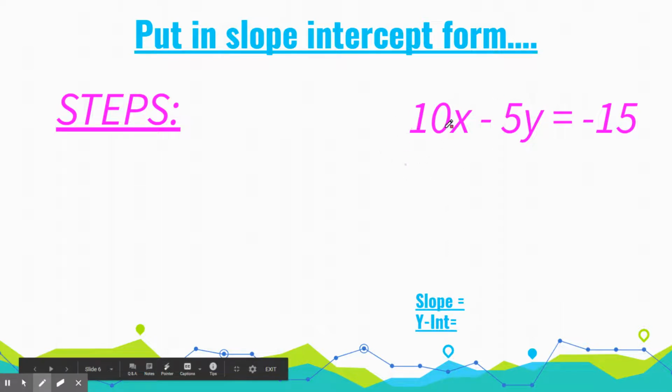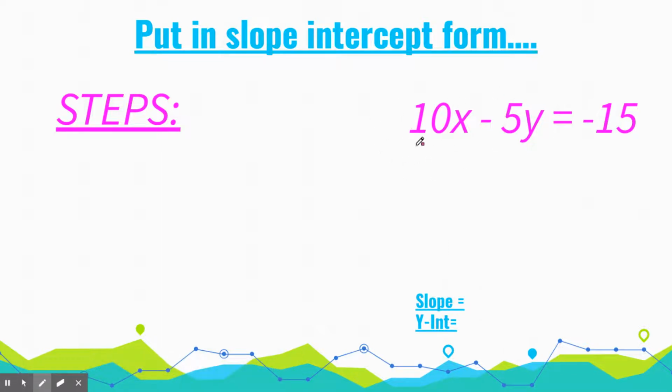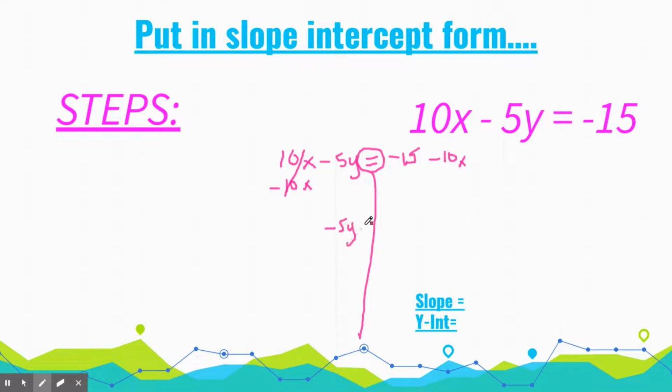Again, our very first step is to move the x over. I'm going to rewrite this so I have room to move the x over. So it's 10x minus 5y equals -15. The center of my equation is the equal sign. Anything I do to one side, I have to do the other. To get rid of a positive 10x, I have to subtract 10x, and that helps me move it over to this side. So now I have -5y equals -15 minus 10x.